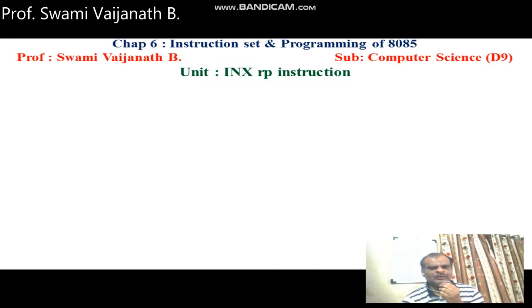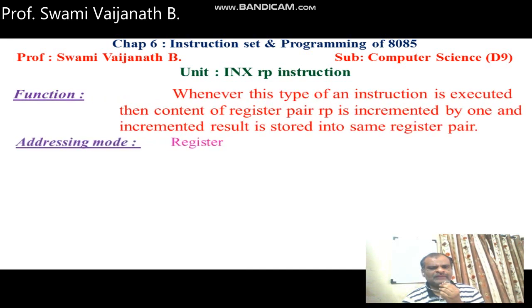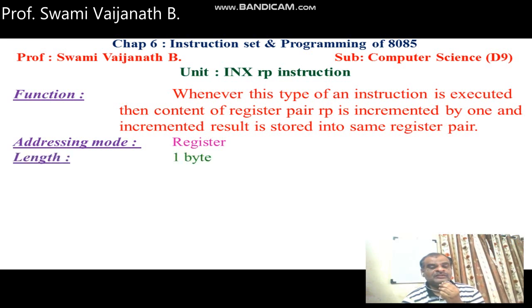Whenever this type of instruction is executed, what happens? The register pair defined in the instruction, that is the address in the register pair, is incremented by 1, and that incremented address is stored into the same register pair. Addressing mode for this instruction is register. Why is it register?